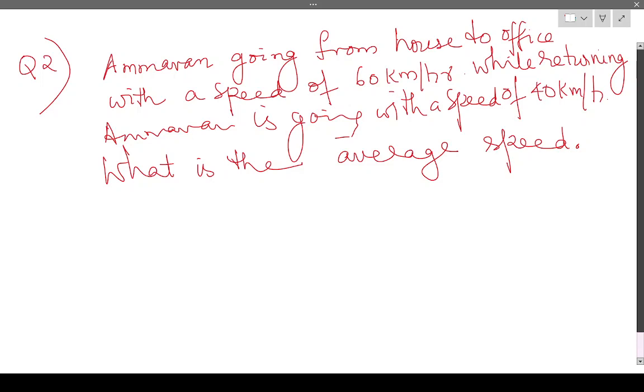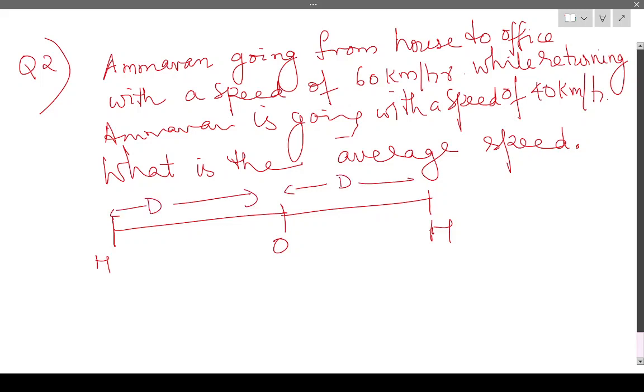There are three cases. This is the first one, because distance is fixed and then you are coming back with some speed. I can write it this way: home to office and then office to home. The distance is fixed here. First you go with a speed of 60 kilometer per hour, and second you go with a speed of 40 kilometer per hour. We already discussed that case.